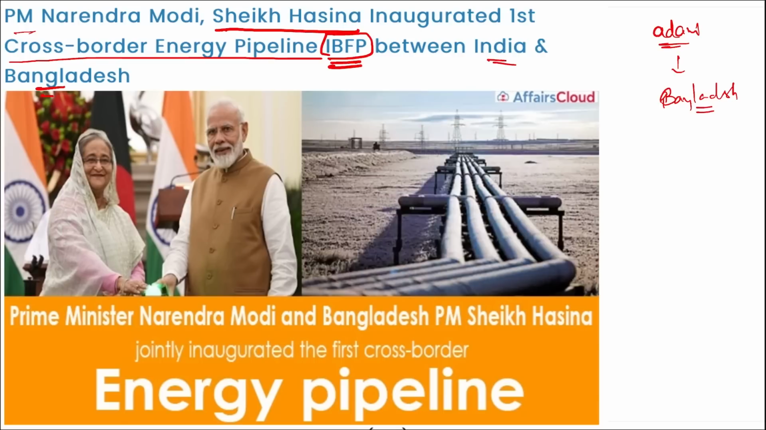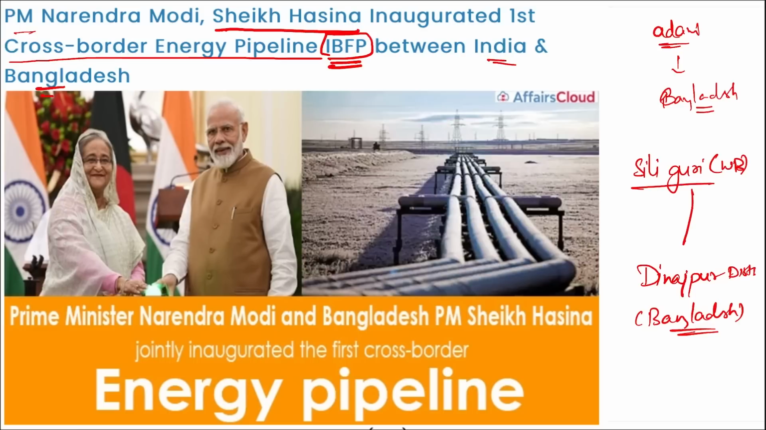The IBPF is a cross-border pipeline that will connect Siliguri in West Bengal to Dinajpur district of Bangladesh. All right, remember these two locations also, they are important. Then remember, the launch of the pipeline marks the second cross-border pipeline between India and its neighbor and first between India and Bangladesh. The pipeline will stretch around 5 km inside India and 125 km inside Bangladesh territory.